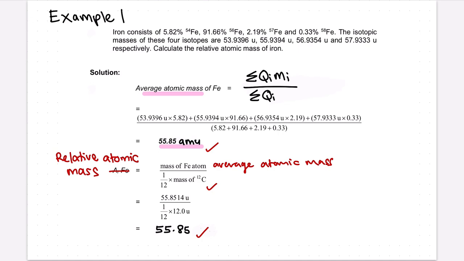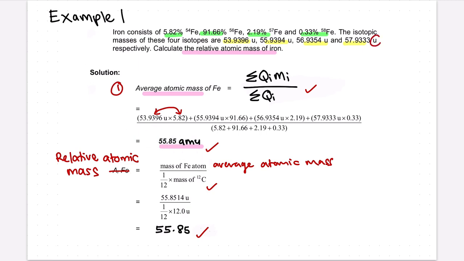This first question here is a complete question whereby all the percentage abundance of the isotopes for iron is given, as well as the isotopic masses. So all you have to do is, since the question is asking you to calculate the relative atomic mass of iron, you should first start by calculating the average atomic mass of iron. Use the formula correctly. Make sure you are substituting in the correct combination of percentage abundance as well as the isotopic mass. So once you have completed the calculation, you should include the unit AMU in your answer.